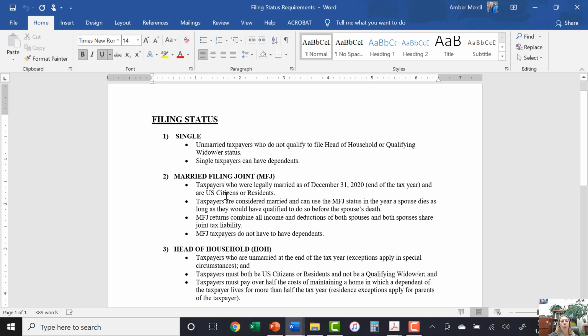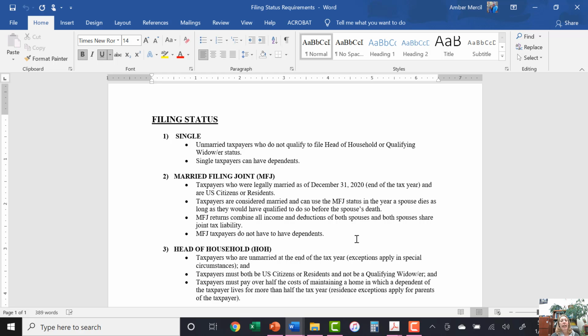Married filing joint basically says these are taxpayers who were legally married as of December 31st of 2020. So as of the end of the tax year, it doesn't matter when you got married. If you are married by the end of the tax year, December 31st, 2020 at 11:59 p.m. at night, you are married for the entire year. You also have to be a U.S. citizen or a resident.